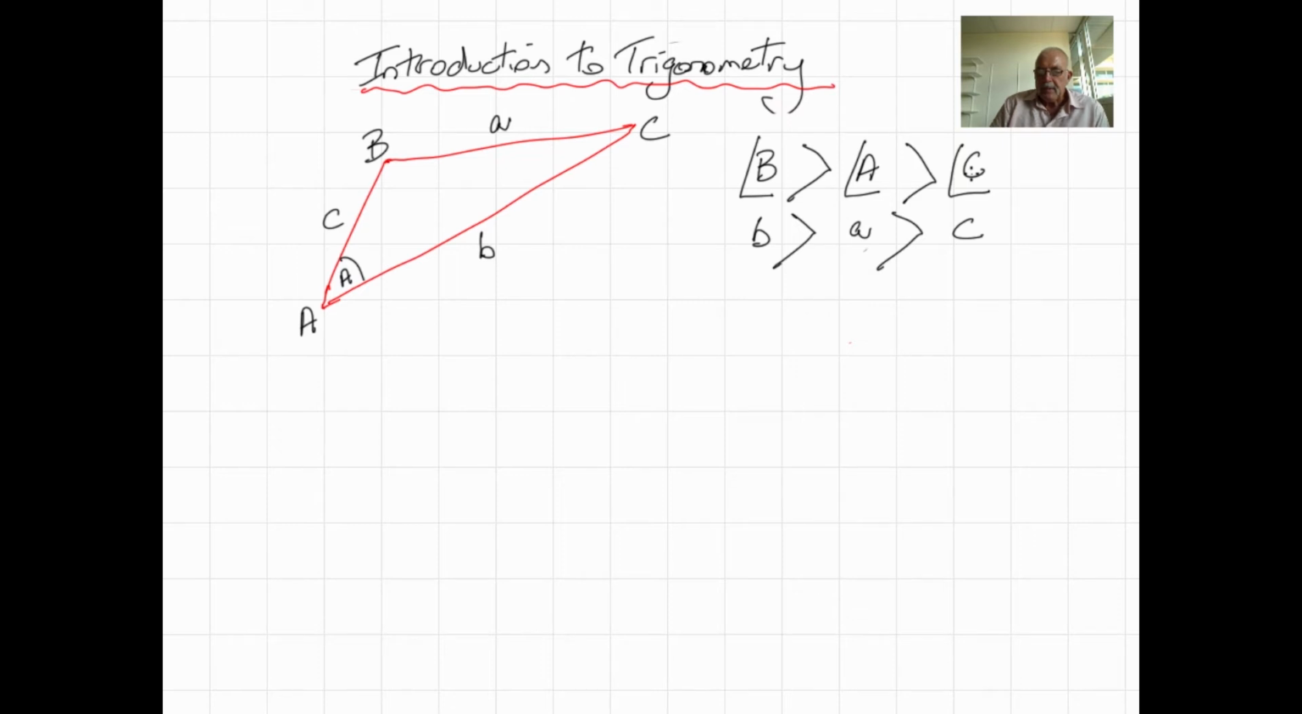same order. As well as that, you should know that if you add any two sides together, so c plus a, that is going to be greater than the third side. So it doesn't matter which two you choose.